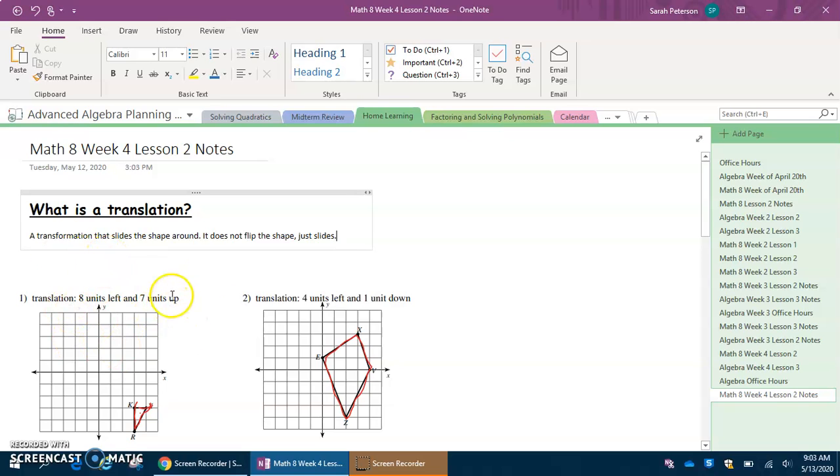So it's like moving it around, but it doesn't flip it at all. It stays the same way. All the points and the vertices stay in the same place. It's just being slid around.